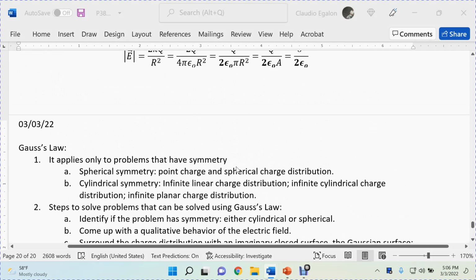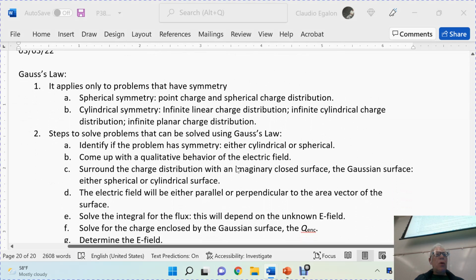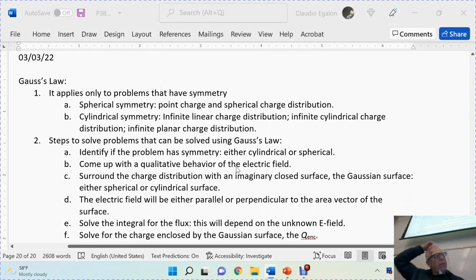Okay, today is March 3rd, 2022, and here is the summary of Gauss's law that I have here.